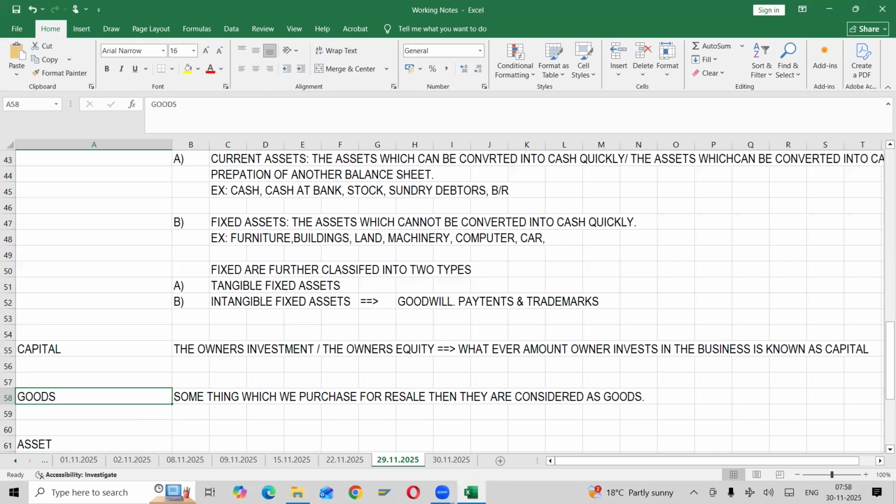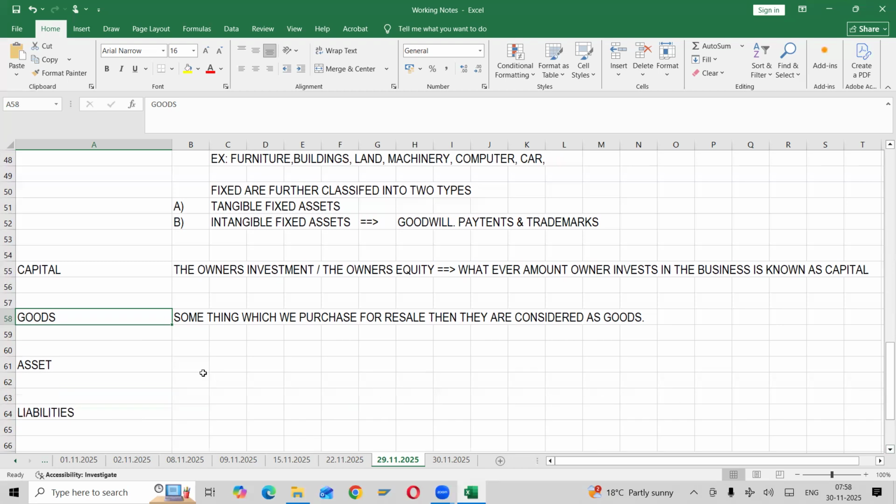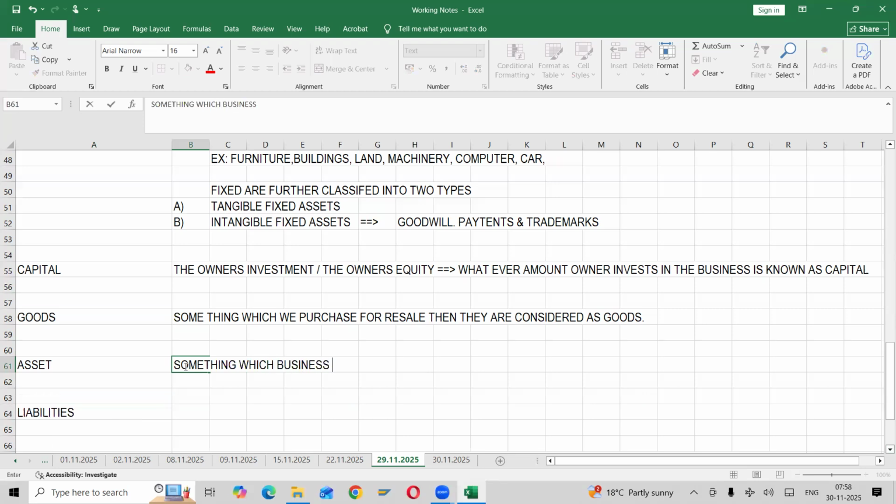Asset is nothing but something which the business owns. And something which the business owes.